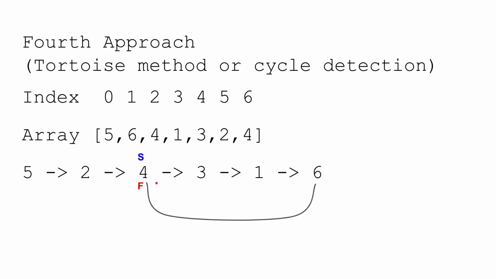Now you must be thinking why this second collision is the duplicate, because previously also these two pointers collided at this point, right? But we didn't mention that this is a duplicate number.